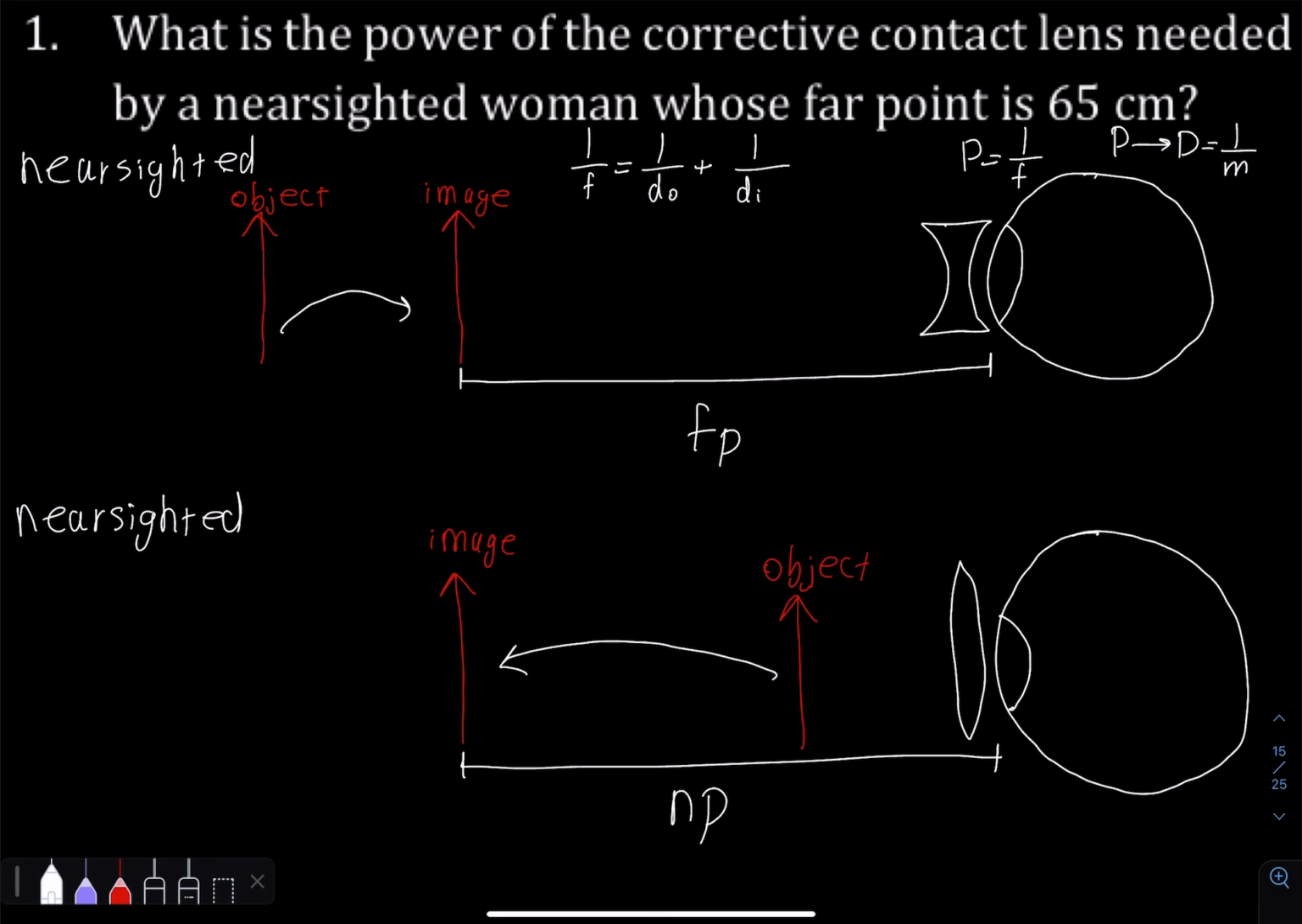Now, let's talk about some of these equations. So when you want to use this equation, you can see that the far point is basically the same thing as the distance from the image, and here the near point is the same thing as the distance from the image. We always want to use the lens in a way that it will form an image on the person's far point or near point, because that's where they can see clearly. Right? So this is equal to the distance from the image, and this is equal to the distance from the image.